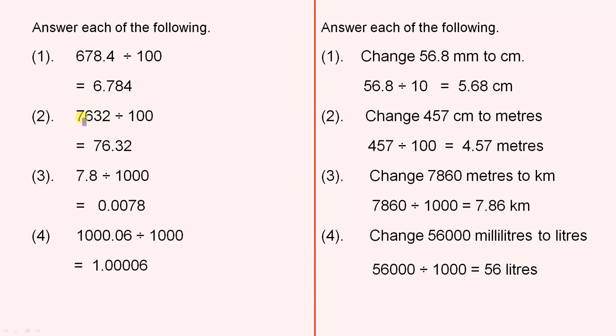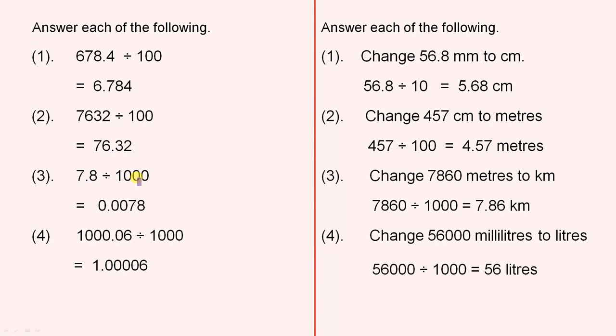Now, when you have a whole number and you do not see the decimal point, I've mentioned before that here it is at the end. So if we go 1, 2, the decimal point ends up between the 6 and the 3. So the answer is 76.32.